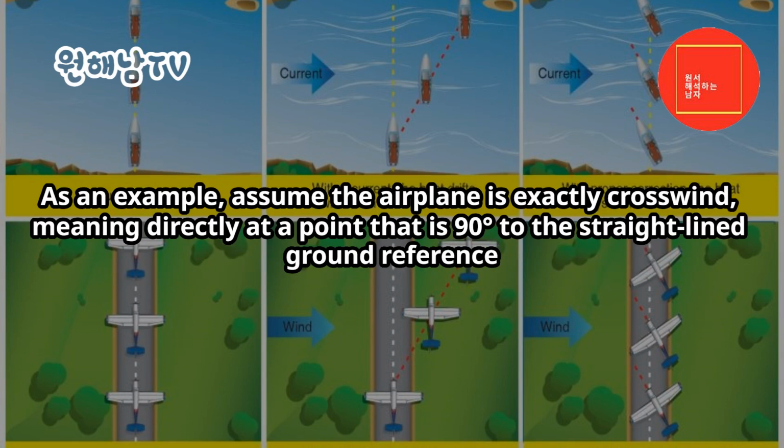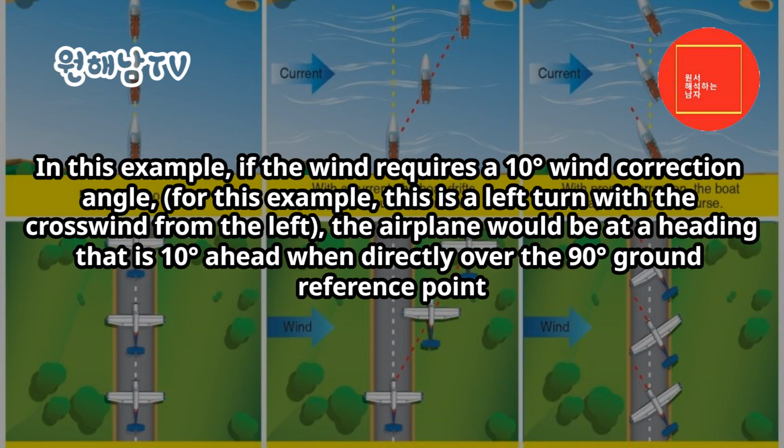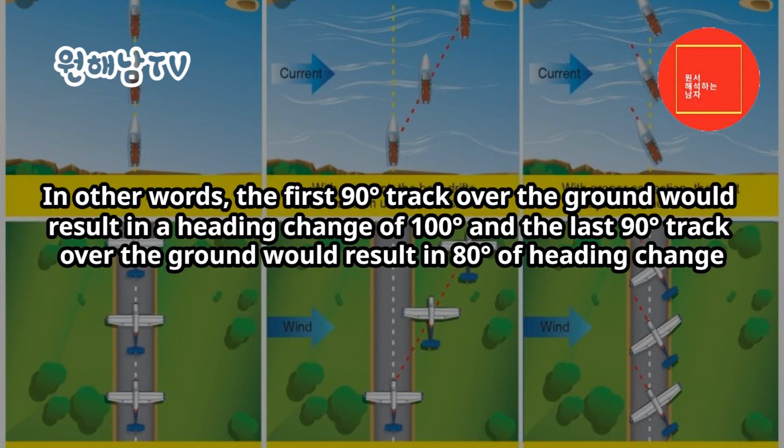As an example, assume the airplane is exactly crosswind, meaning directly at a point that is 90 degrees to the straight line ground reference. In this example, if the wind requires a 10 degrees wind correction angle, and this is a left turn with the crosswind from the left, the airplane would be at a heading that is 10 degrees ahead when directly over the 90 degrees ground reference point. In other words, the first 90 degrees track over the ground would result in a heading change of 100 degrees, and the last 90 degrees track over the ground would result in 80 degrees of heading change.